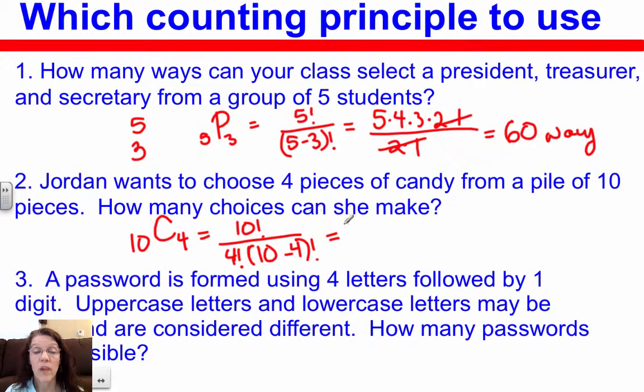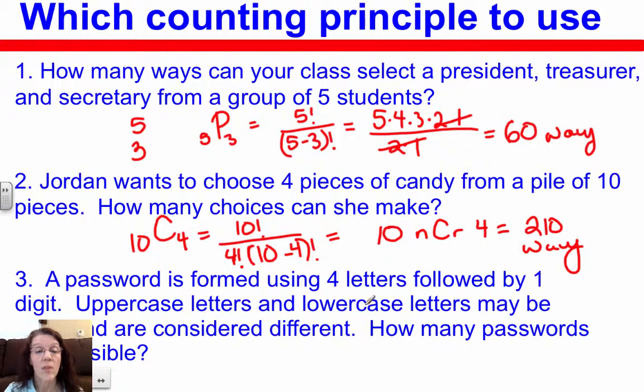Now, 10 factorial, remember, is 10 times 9 times 8 times 7 times 6 times 5 times 4 times 3 times 2 times 1. That's going to get a little long to work out, so I'm going to put it in my calculator. When I put it in my calculator, I need to put the n in first, 10. Then I find the MATH key or the PRB key, and I select 10 nCr. And then I tell my calculator what the r is, which is 4. And when I do that, I get 210 different ways that she could choose 4 pieces.